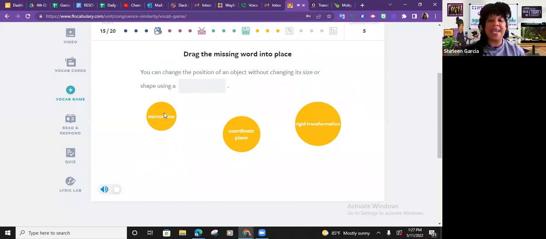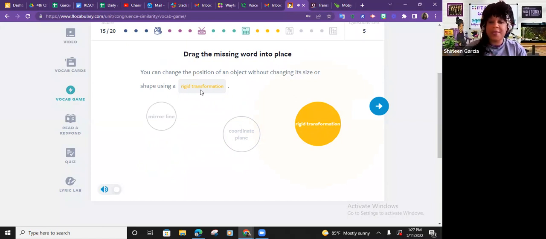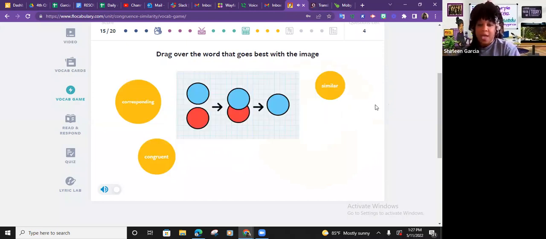Mirror line, yes, you're just reflecting what it is. You didn't change it. Oh, shucks. I'm so sorry. A rigid transformation. That's what you said. I'm sorry, Tyree. So you guys beat the teacher on that one. I thought it was mirror line because that's what they just showed us. Okay. I apologize.